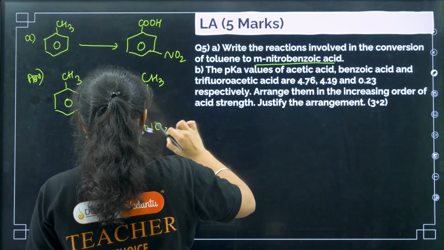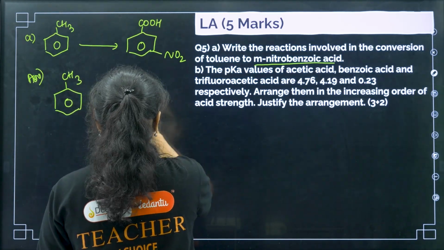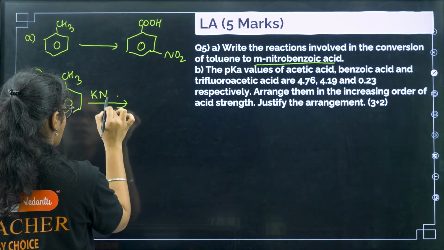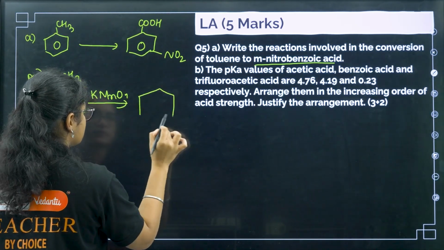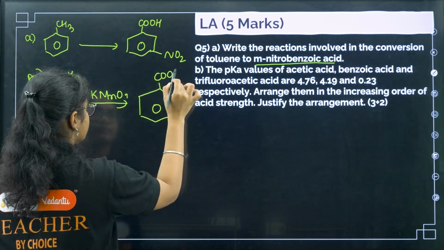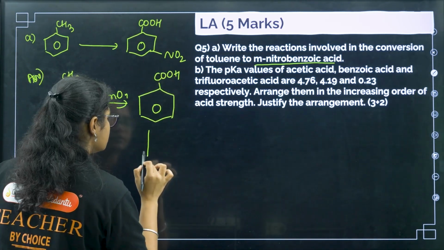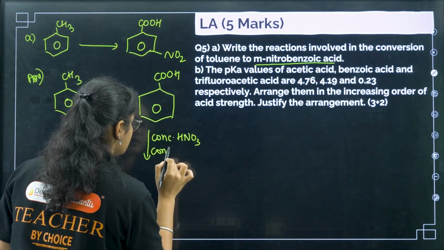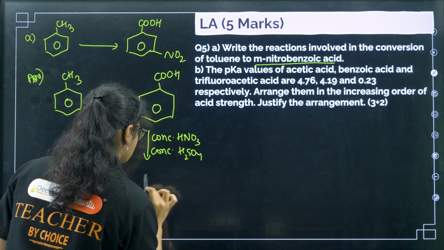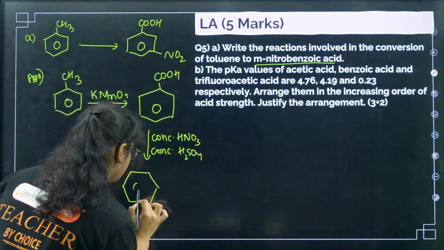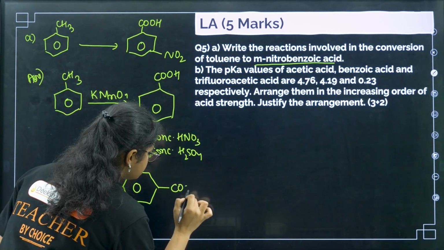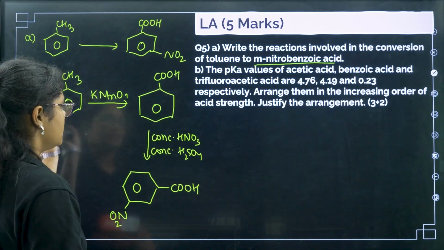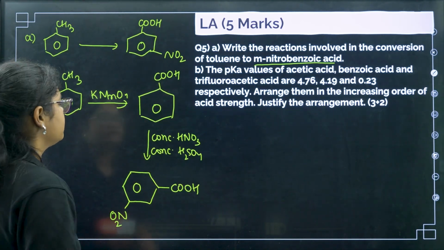So what should we do? First we need to convert CH3 to COOH. What is the reagent for that? For doing this we need KMnO4, a strong oxidizing agent. This will convert this one to COOH, which is an electron withdrawing group. Now if I do nitration with concentrated HNO3 and concentrated H2SO4, what will I get here? COOH is present and at the meta position the NO2 group will be attached. So that is the answer. This one will give you 3 marks.